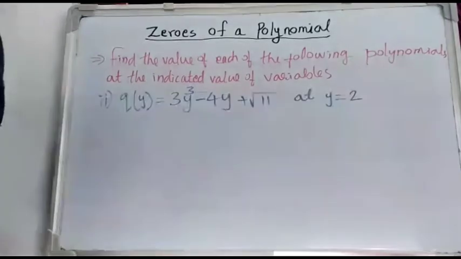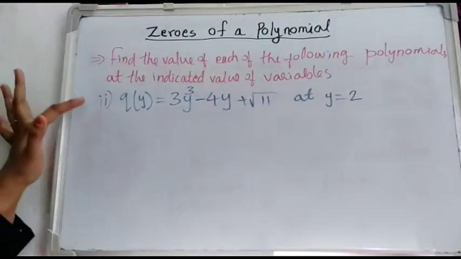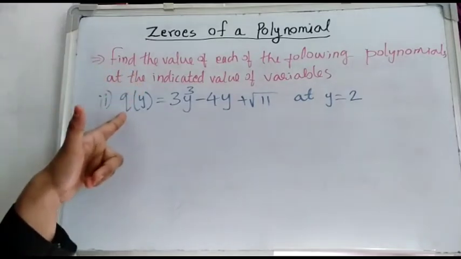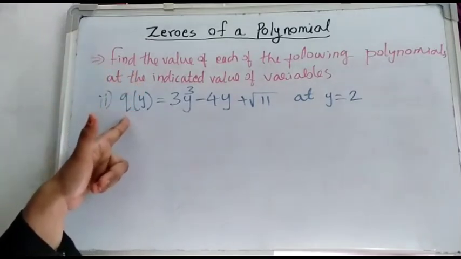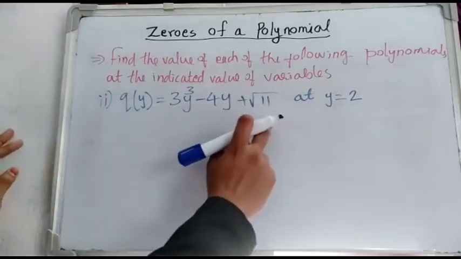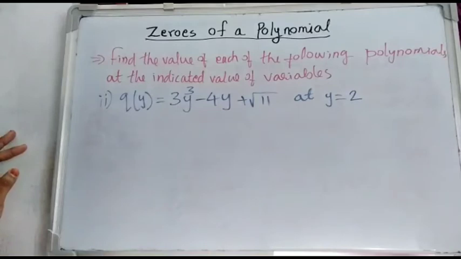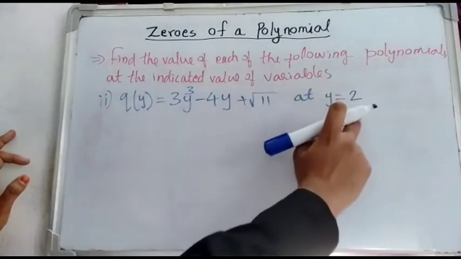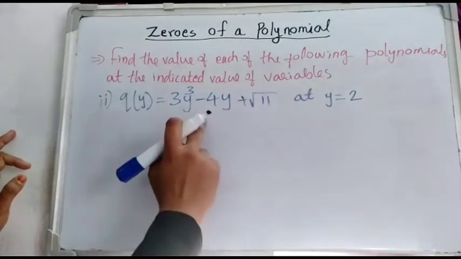Clear? Dear students, let us discuss next question. Here also find the value. Polynomial q of y is equal to 3y cube minus 4y plus root 11 at y is equal to 2. How to do this? Yes, it's very easy. Replace this y by 2. That means put y is equal to 2 in the polynomial.